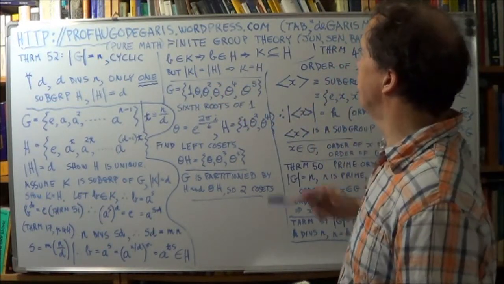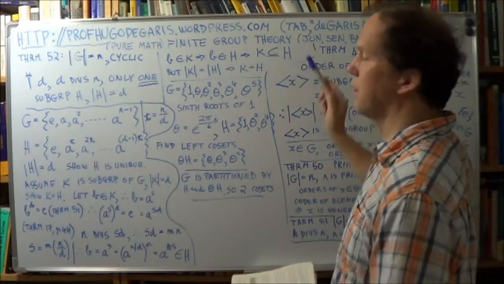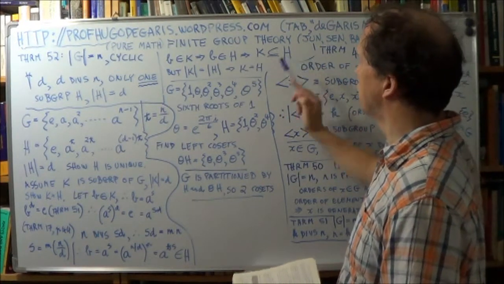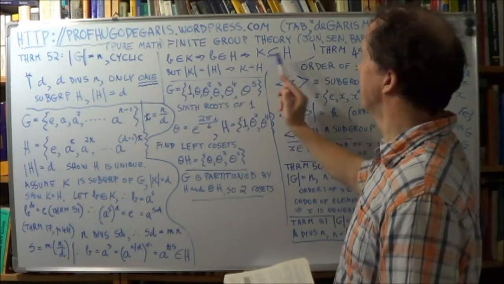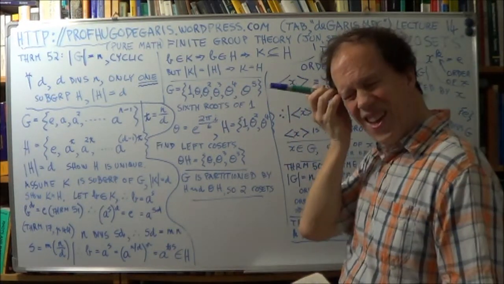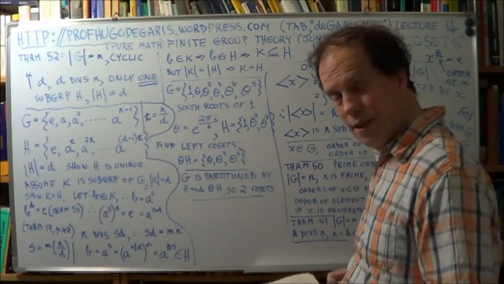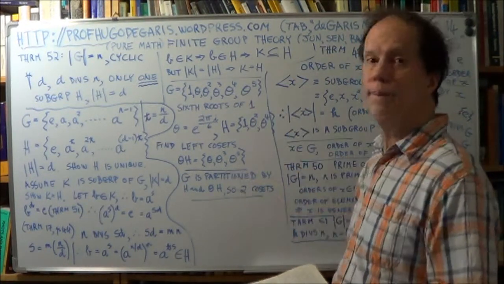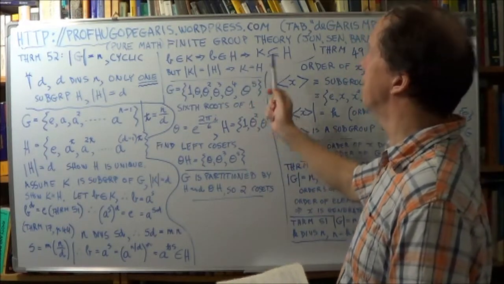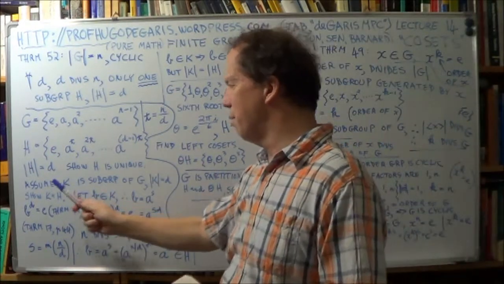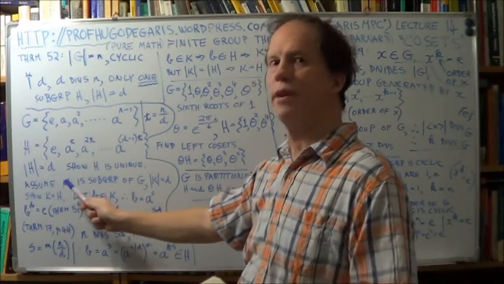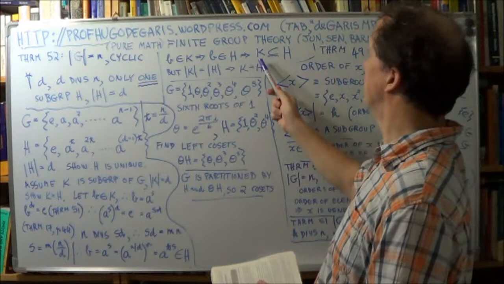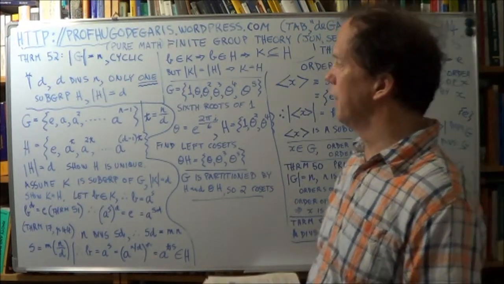So the only way this and this can be compatible, if K is a subset of H but the two sets have the same number of elements, the only way that can be true is if they're the same, right? So we proved it. K equals H. So this supposedly second different subgroup is not different, because it's the same.